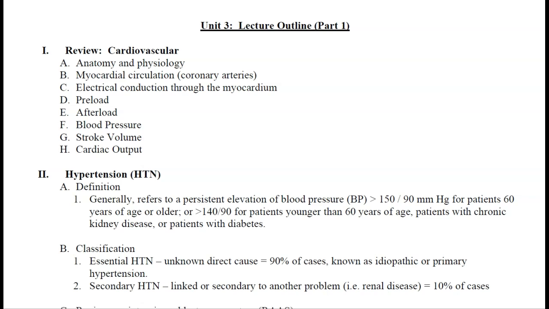Hypertension can be classified as either essential or secondary hypertension. In essential hypertension, the cause is unknown, and this consists of 90% of the cases. So in here, there's an elevated blood pressure for which no cause is found, and it's also called primary or idiopathic hypertension. Secondary hypertension, on the other hand, is linked to another problem, and it consists of 10% of the cases. So in here, high blood pressure is caused by another disease such as renal, pulmonary, endocrine, vascular disease, or sleep apnea.